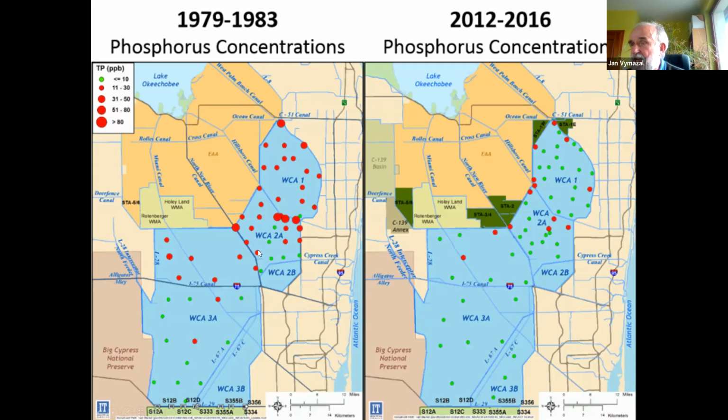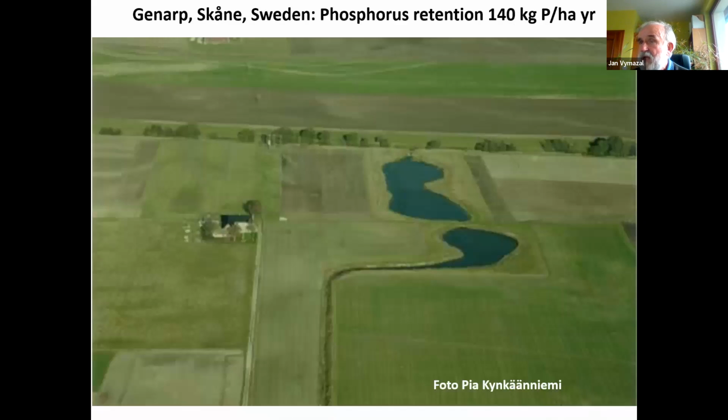So you can see there is a big change between these two periods, mostly because of the installation of these dark blue stormwater treatment areas. So this is really a very good example of the use of wetlands to remove, in this case, phosphorus from agriculture runoff.